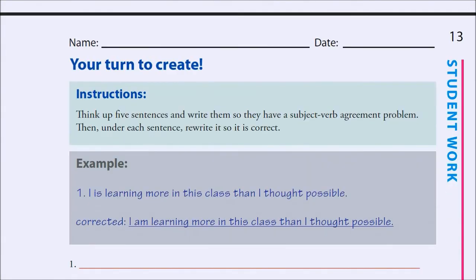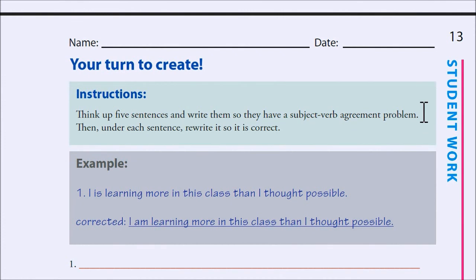And what you're going to do now is follow this. You're going to do this assignment. You're going to create 5 sentences and rewrite them. First, you're going to think of 5 sentences and write them so they have a subject-verb agreement problem. So you're going to write a sentence that has a subject-verb agreement problem.